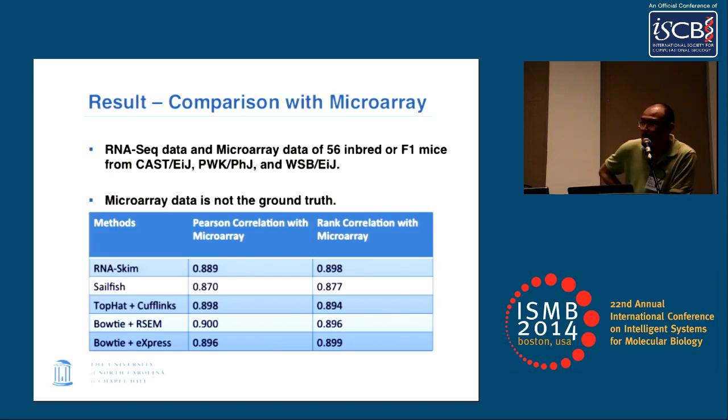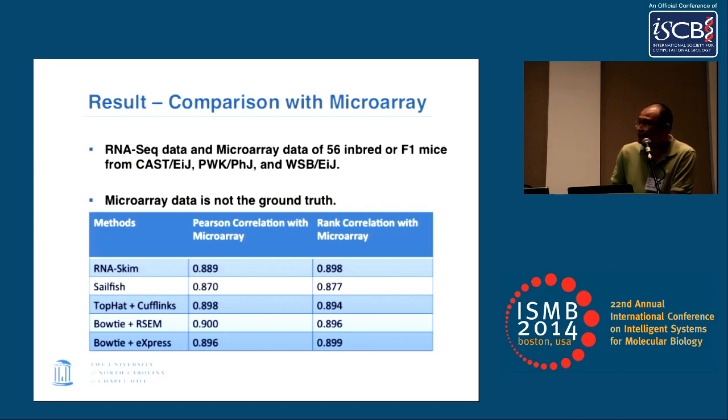Still the 5 methods, and we test the correlation between the estimated value from RNA-Seq data and the estimated value from the gene expression data. We can see that they have a relatively same correlation level, which we think is good. Basically, it means that RNA-Skim still provides comparable results to the other 4 alternative methods.